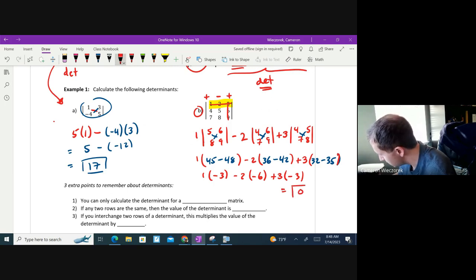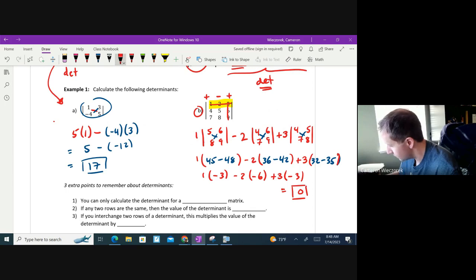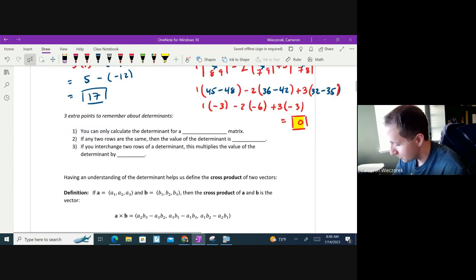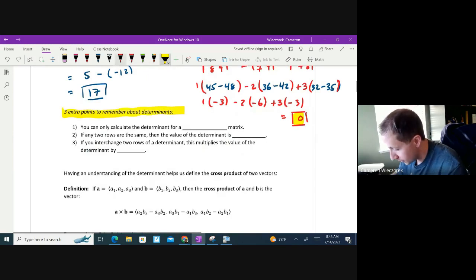And you'll see if you take a linear algebra class, matrices that have a determinant of 0 are very interesting and have lots of cool properties, but to be continued. This is your short little movie trailer to get you interested in why. 3 extra points to remember about determinants, and these are going to be helpful when we start talking about the cross product in a little bit.